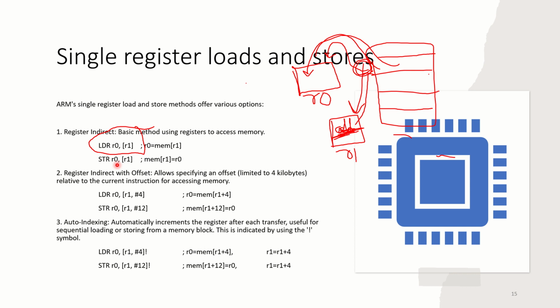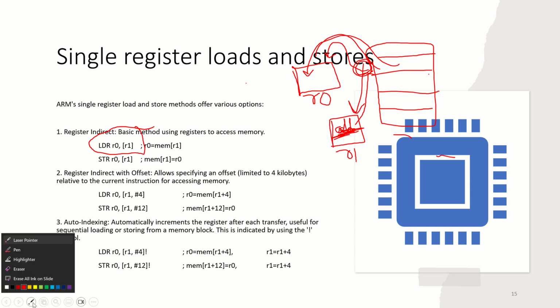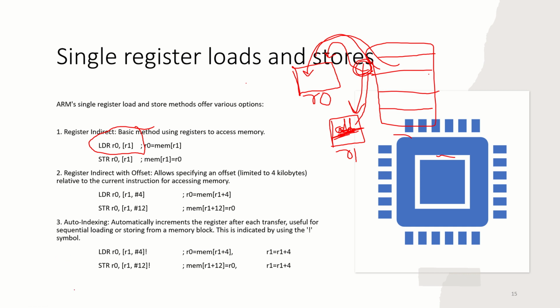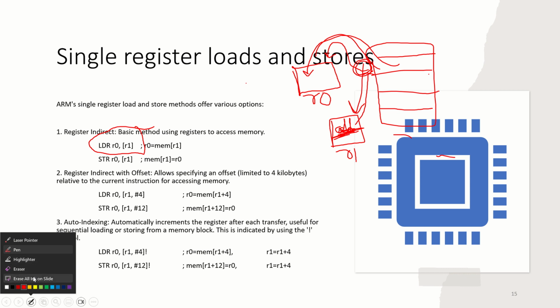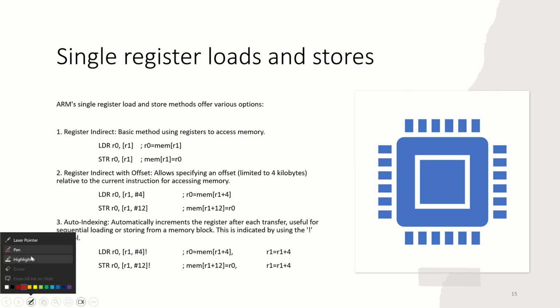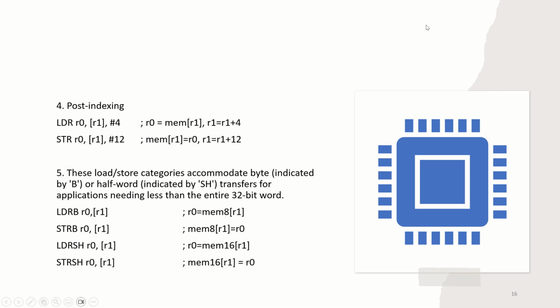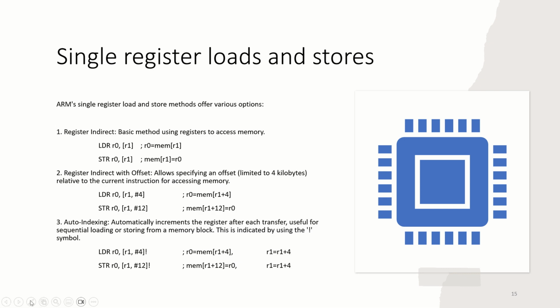Now, this is the fairly straightforward method. The second thing is we can allow a specific offset. Let us see these things again. Now we will assign some register values, so it will be clear.